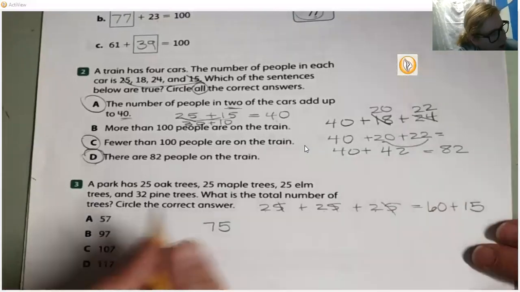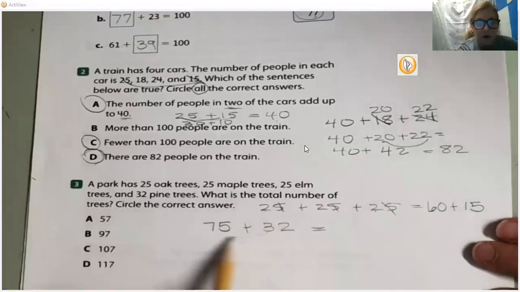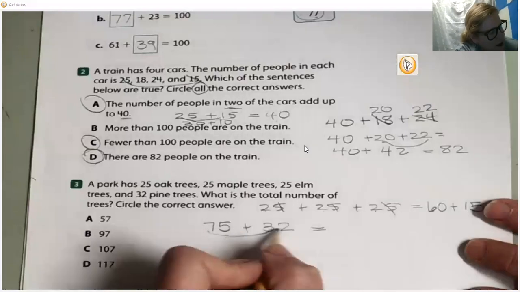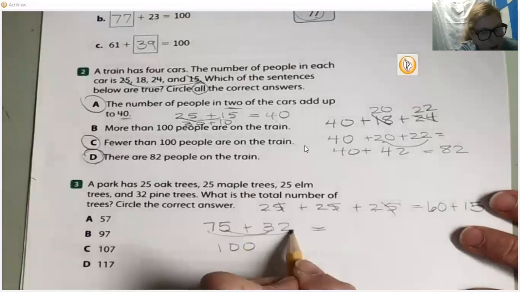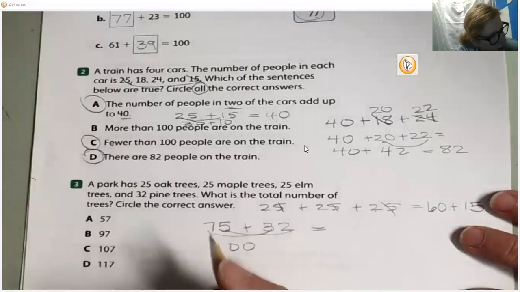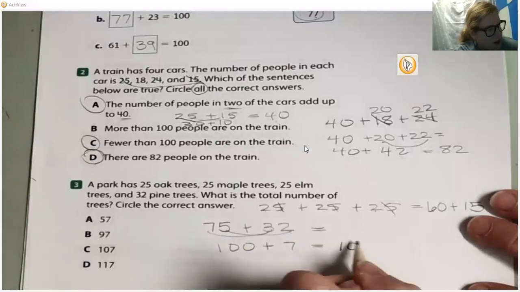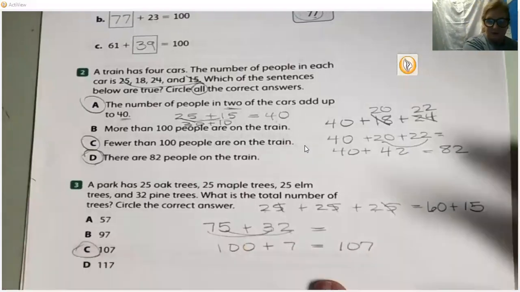So 75 plus 32 equals, well, look right here. We have a 10, but it's in the tens place, so it gives us 100 because 10 tens equal 100. So we have 100 plus, now these are in the ones place. Be careful. So 100 plus 7 equals, be careful, ones, 107, which is C. Boom. C.